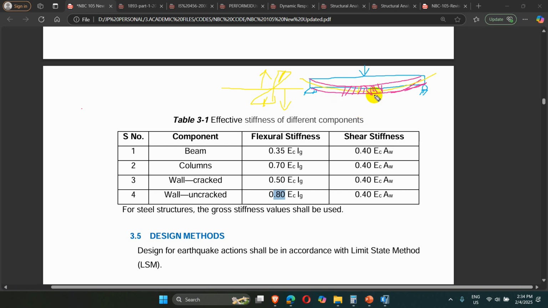Due to this crack, the moment of inertia of this beam is lesser than the gross moment of inertia. Hence, to account for the reduced moment of inertia, stiffness modifiers are introduced, and different codes provide modifiers to account for this cracking of concrete, which are called stiffness modifiers.